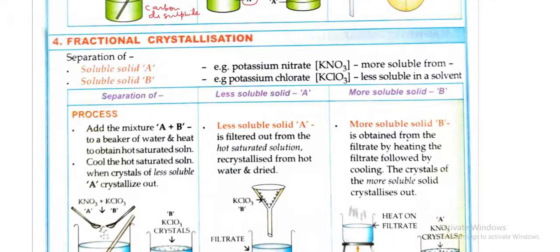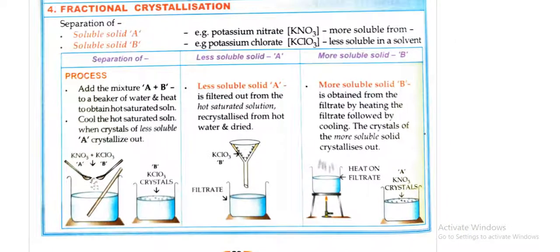Next is fractional crystallization. So what happened in fractional crystallization? We have taken the example of, so here also the soluble solid will be given the name A, and the other soluble solid will be given the name B. So we have taken the example of potassium nitrate and potassium chlorate. Potassium nitrate is more soluble, and potassium chlorate is less soluble. Now both A and B will be mixed in the water, and we will make a hot saturated solution, and then we will cool the hot saturated solution.